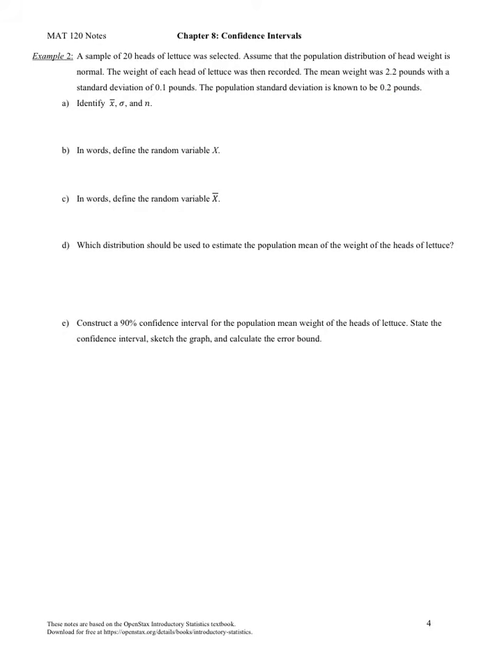Go ahead and let's see if we can identify our mean, our standard deviation, and our sample size. Our mean is 2.2, our standard deviation 0.2, and our sample size is 20. Next, we're asked to define the random variable x, and in this case, our x is the weight in pounds of a head of lettuce.